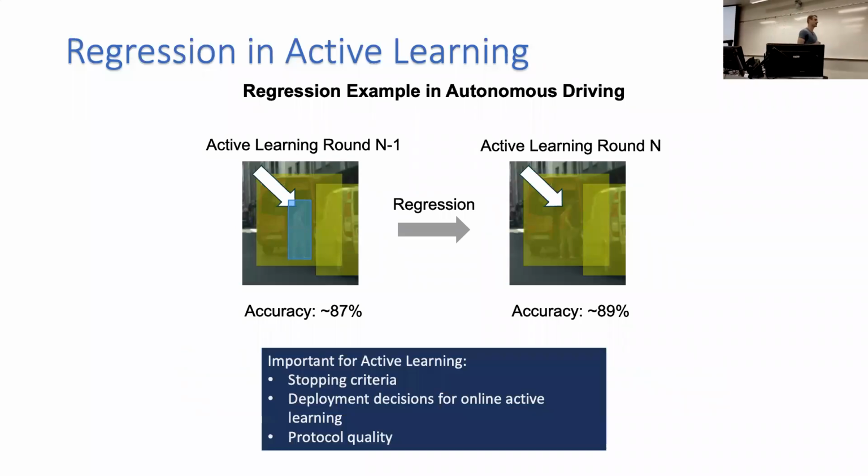And once again, to remind you why it's important: first of all, stopping criteria. In this case, even though this model here may not be as accurate, it's still able to more reliably detect the pedestrians. Maybe you want to stop over here. The next one is, do we want to deploy our active learning algorithm at all? And of course, the actual quality of your acquisition function also comes into play here. So let's start formalizing what regression actually is.